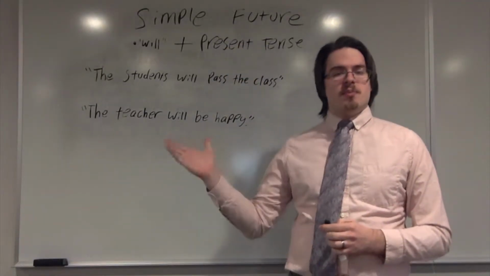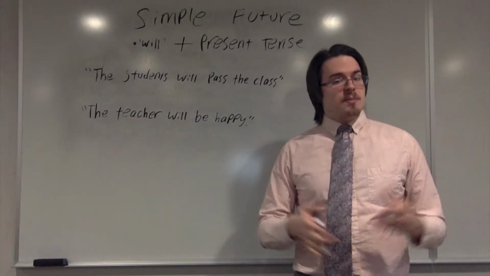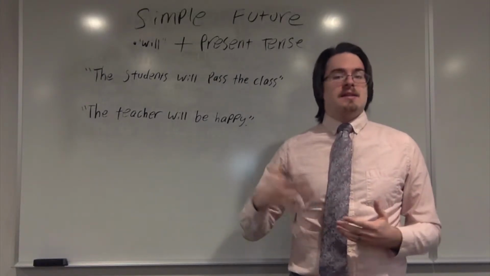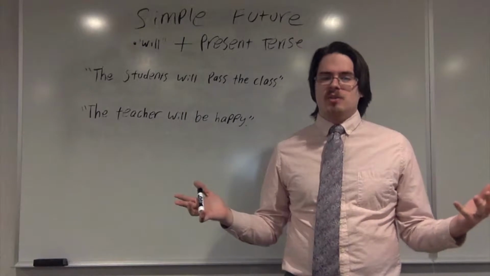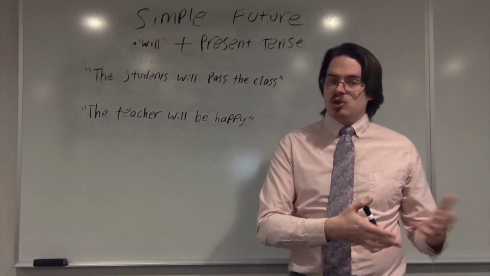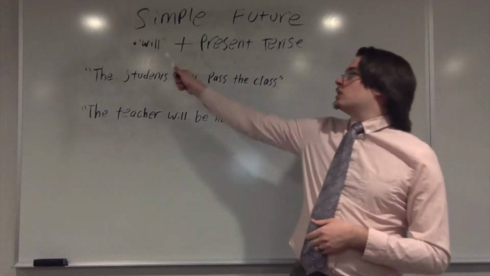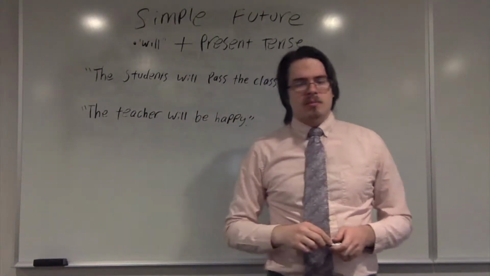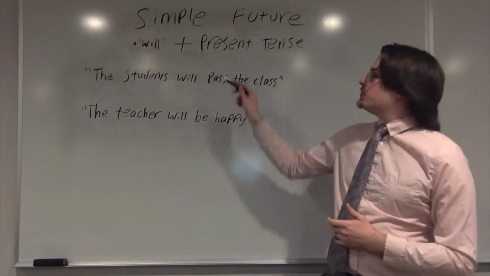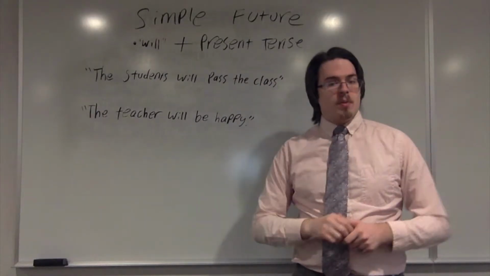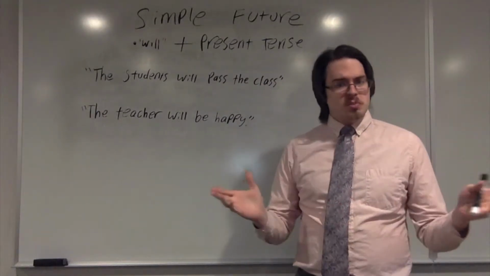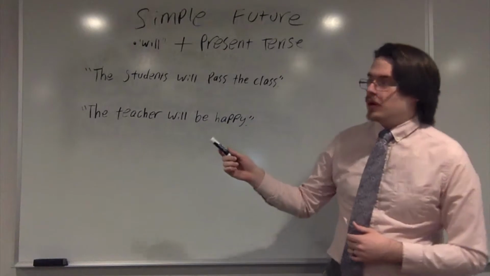First, we have the simple future tense. The simple future tense indicates a state or an action that will take place later on in the future. The simple future tense is formed by using the auxiliary verb will before the simple present tense form of the verb. These are pretty straightforward. Like example 1 here.